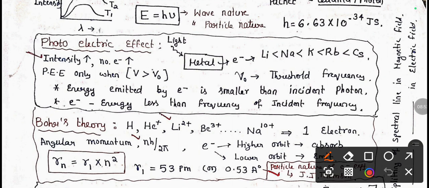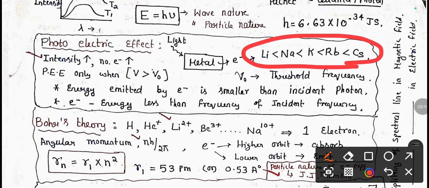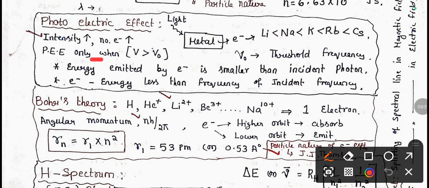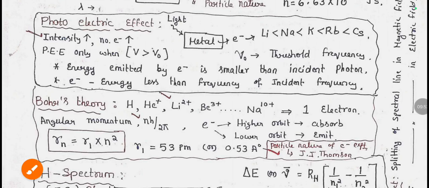Now come to the photoelectric effect. It says that when light of suitable frequency falls on the surface of a metal, electrons are ejected. That is called the photoelectric effect. As the intensity increases, the number of electrons ejected from the metal surface also increases. And remember, the photoelectric effect happens only when the frequency of the light is greater than the threshold frequency, and the energy of the emitted electron is smaller than that of the incident photon. So these points are important related to the photoelectric effect.